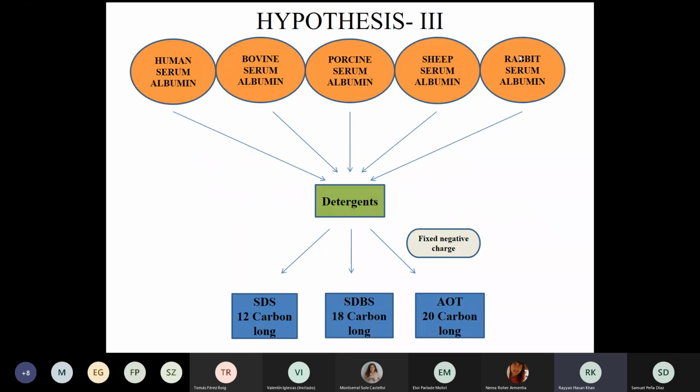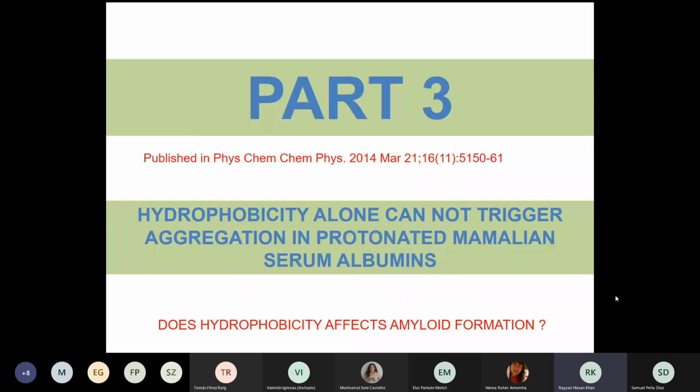So till now we haven't discussed the role of the hydrophobic chain length. So here in the third hypothesis, we have taken 5 different serum albumins, and we have taken a fixed negative charge, but we have varied the chain length of the detergent: 12 carbon chain length in the SDS, 18 carbon chain length in the SDBS, and 20 carbon chain length in AOT. This is a study that was published in Physical Chemistry Chemical Physics in 2014. Here we want to prove whether there is any role of the hydrophobicity or not.